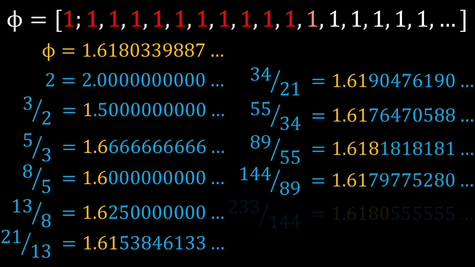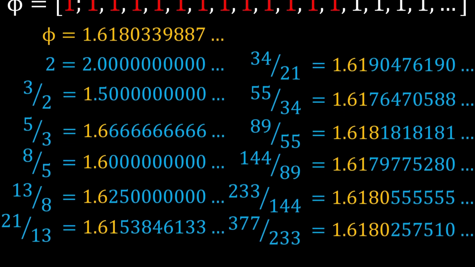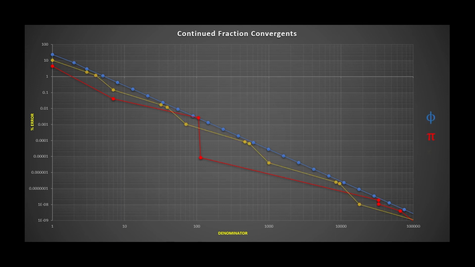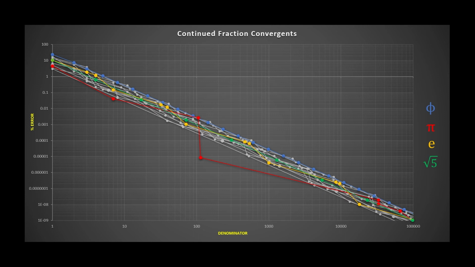Let's actually take the convergents of the golden ratio and graph them according to their percent error on the y-axis and the denominator size on the x-axis. Note that both axes are log scaled. For comparison, we'll plot the convergents of pi as well. Let's also put e and the square root of 5. We'll also add a bunch of other square roots for good measure.